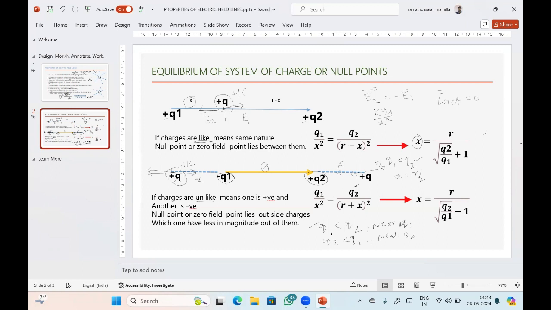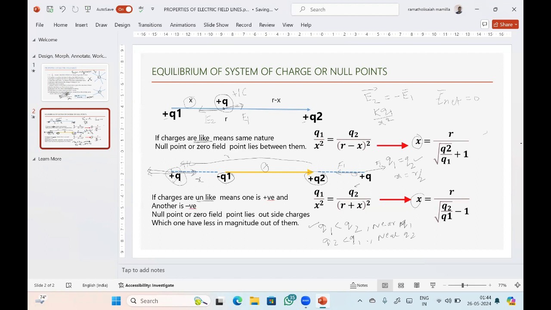So the null point from Q1, this x I have considered for explanation: Q1 by x square equals Q2 by (r plus x) whole square, if from Q1 the distance is x, and from Q2 it is r plus x. By solving this, I get x equal to r by (root over Q2 by Q1, minus 1). So this is the null point calculation from Q1. From Q2, it would be r plus x, and here r minus x from Q2. So this is the calculation of the null point or equilibrium point in the electric field.